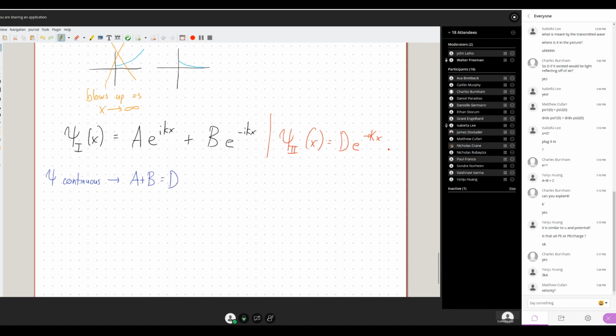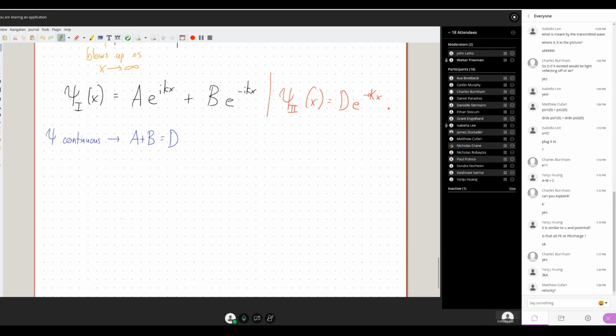A plus B equals D. We don't even need to think about that one. And psi prime continuous gives me, let's see, A ik e to the ikx minus B ik e to the minus ikx equals minus kappa D e to the minus kappa x.